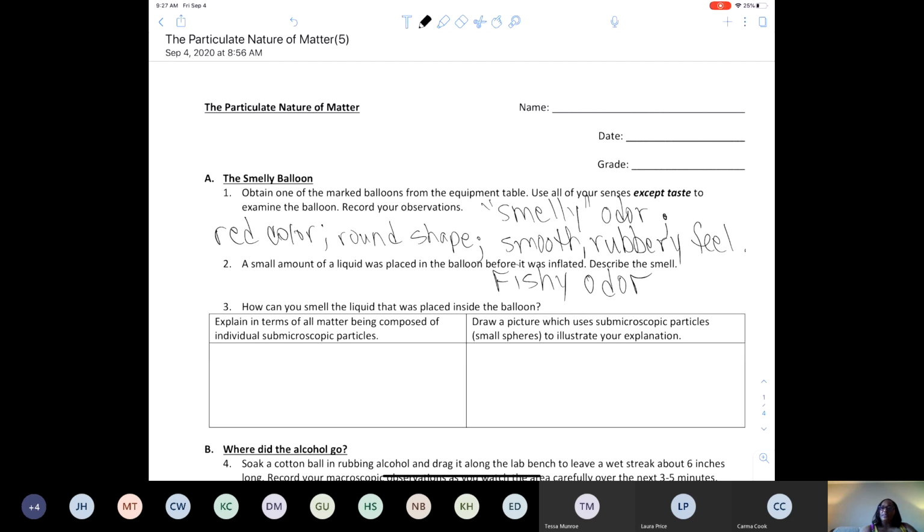So I heard someone speaking, but maybe your microphone is down low. Your volume is down low on your device. So if you could turn up your volume on your device.